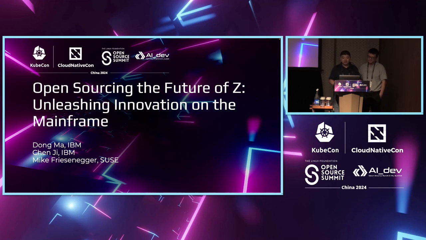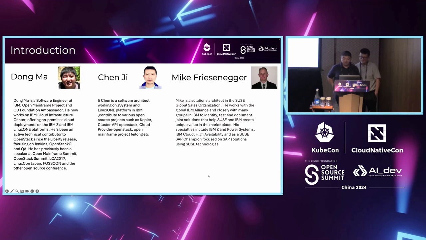This talk is prepared by me, Ji Chen, and Mike Friesenegger. First, I'll introduce myself. My name is Ma Dong. I'm a software engineer at IBM, and an Open Mainframe Project and CD Foundation ambassador. I now work for IBM Cloud Infrastructure Center, offering on-premise cloud deployment on IBM Z and IBM LinuxONE. And we have another co-speaker, Mike, but unfortunately, he cannot join the conference in person.